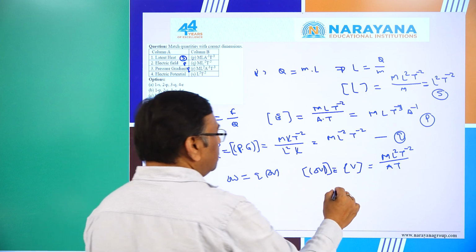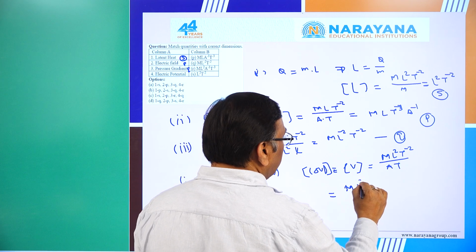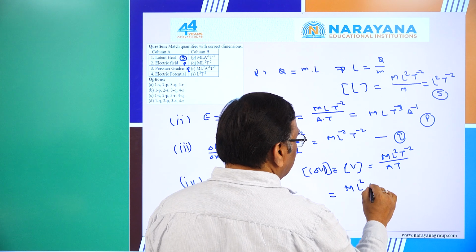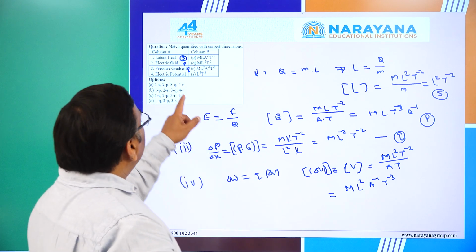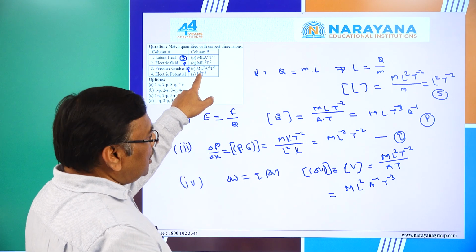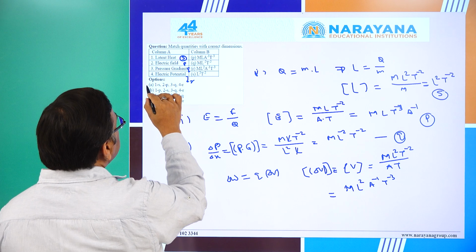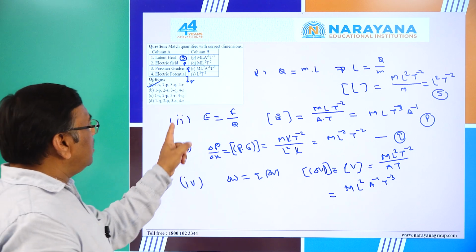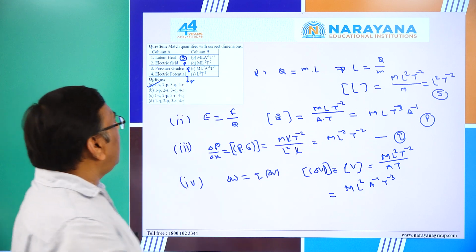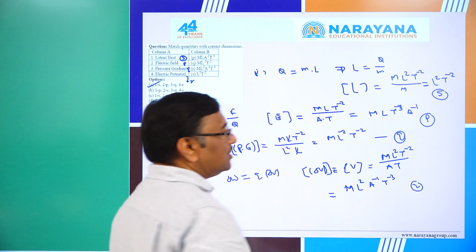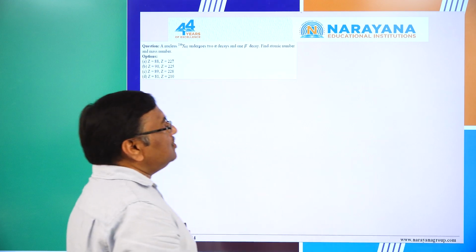The moment I go with this A into T, what is my dimensional formula for V? It is going to be M L square, as it is, T minus 3 A minus 1. So A minus 1 T minus 3. Do we get anywhere? So what is left over here? It is M L square A minus 1 T minus 3. It is going with R. That means the first is the right answer for this. So 1 goes with S, 2 goes with P, 3 goes with Q, and 4 is going with R. So that is the matching for this. Again, it's a simple one. The moment you remember the formula, you can go for the question. Go for the next question now.